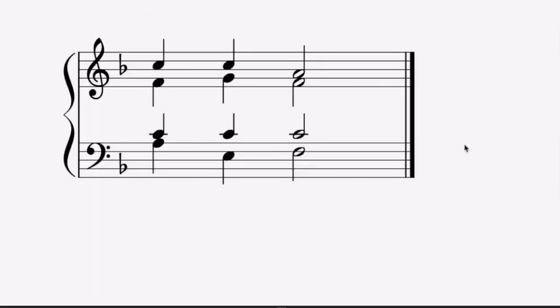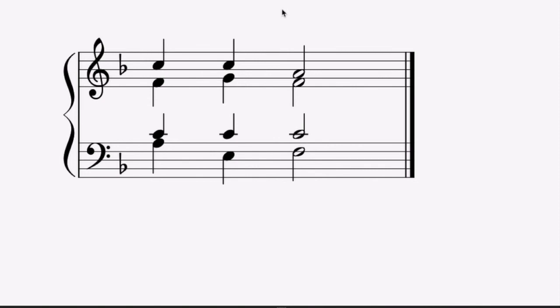Let's practice identifying types of motion between voices. Here I've written a passage in 4-part texture. Let's start with beat 1 moving to beat 2, looking at the soprano and the alto. The soprano voice stays the same on C. The alto voice ascends by step. This would be called oblique motion. One voice stayed the same, the other voice moved.